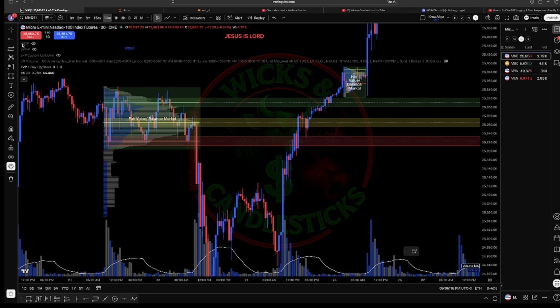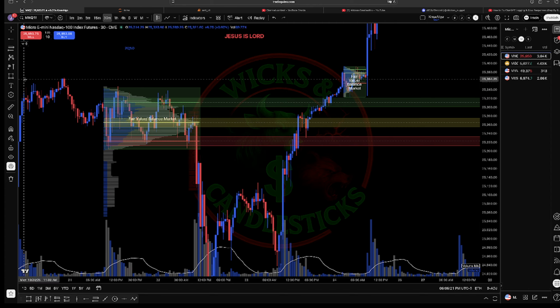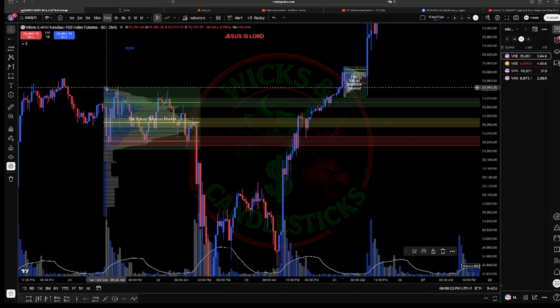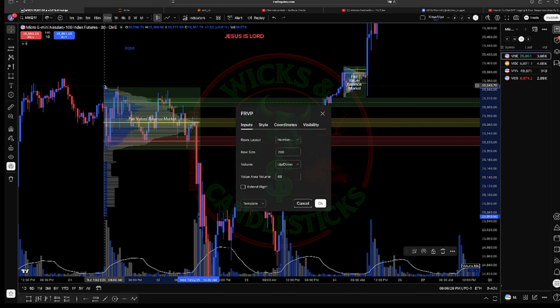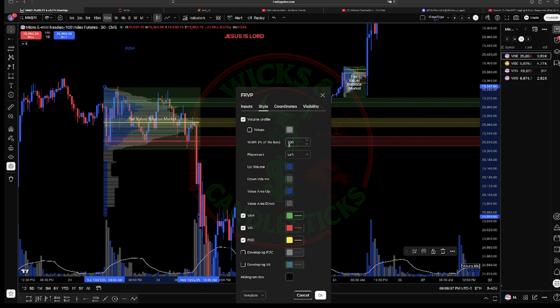Some people have asked me what my settings were. Let's see if I can click on it. This is all the settings that I have. So the inputs, I have 200 rows, volume up down, value area, I have 68, and I just have my value area high. My width, I just have 100, and these are just my colors.